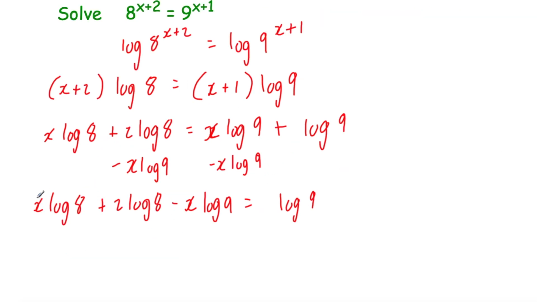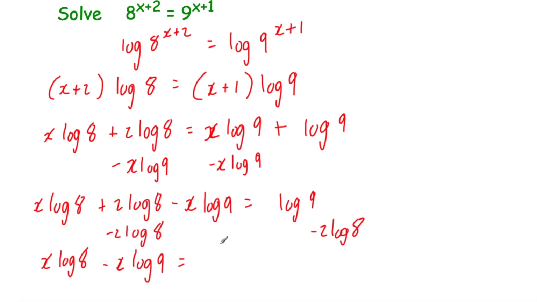Now if we have a look at our equation, we've got this term involving x's and this term involving x's on the left-hand side, but this term doesn't involve any x's. So now let's take away 2 log 8 from both sides of that equation. On the left-hand side, we'll be left with x log 8 minus x log 9, and on the right-hand side we'd have log 9 subtract 2 log 8. This is fantastic. On the left-hand side we've got terms just involving x's, and on the right-hand side we've just got terms involving numbers.